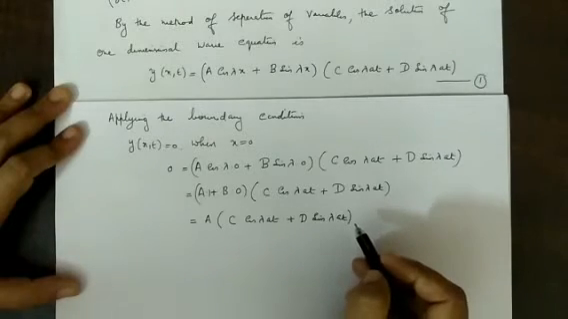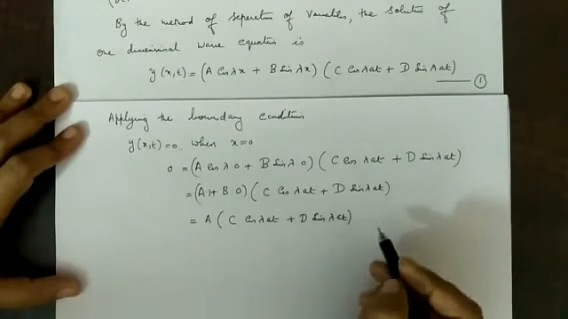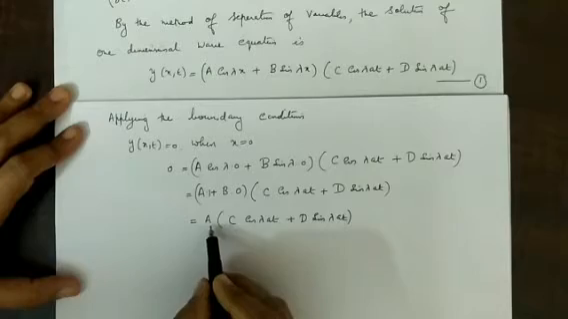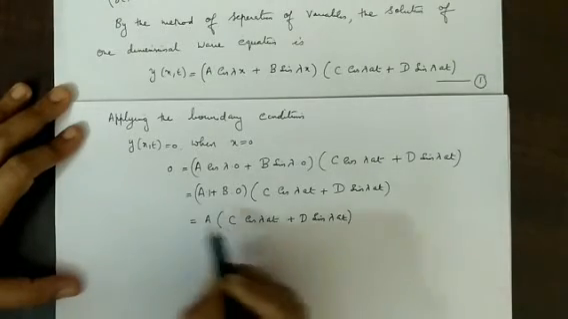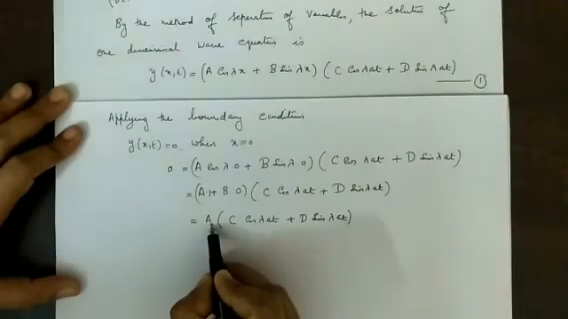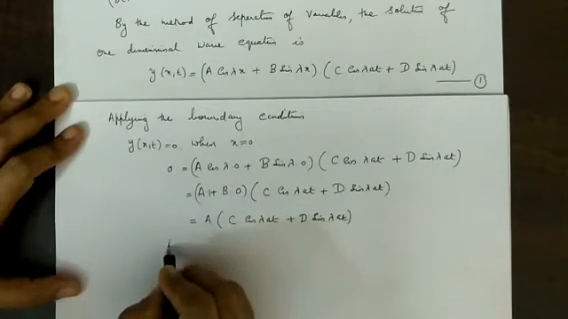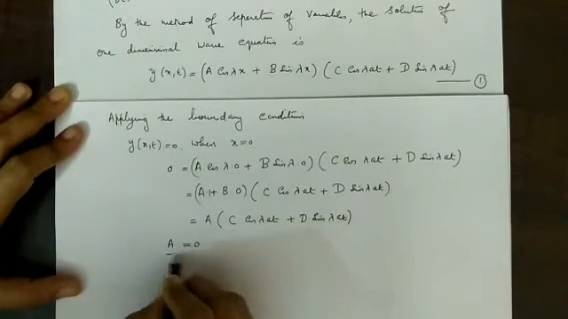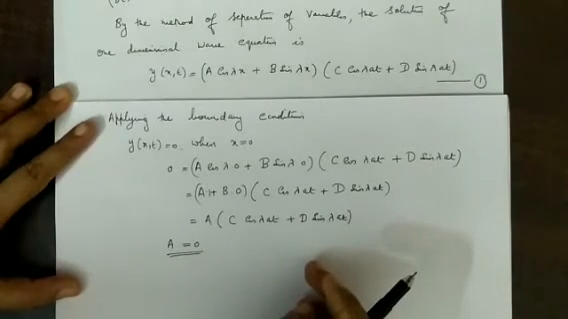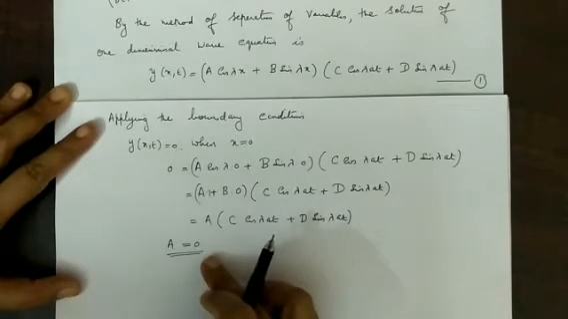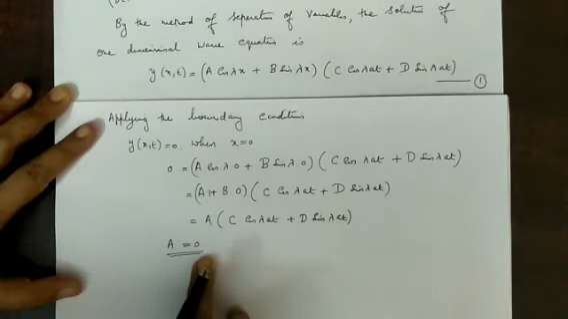Now we have this term, a into this term, equal to 0. Either a equals 0 or this term is equal to 0. Therefore, the only possibility is that a can be equal to 0. So from the first boundary condition, we have the constant a equal to 0.